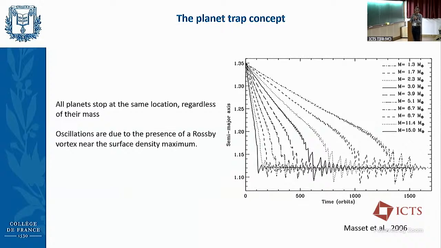And this is because when you have a surface density like the one I drew, with a positive gradient and then a negative gradient, sometimes, in some cases, it's Rossby unstable. So it creates a vortex near the density maximum. And then you have a gravitational interaction of the planet with the vortex. And this is what is giving this oscillation.